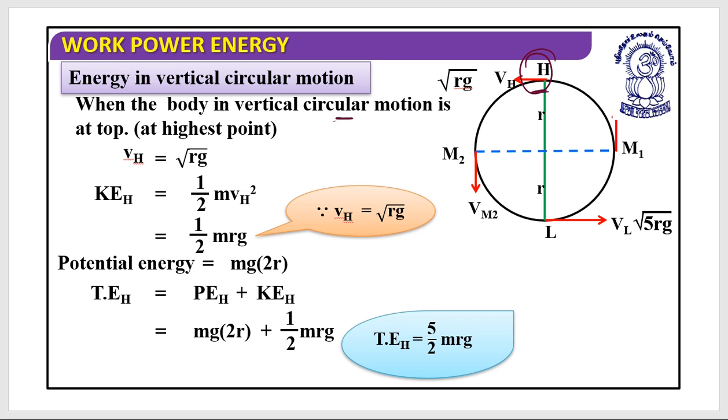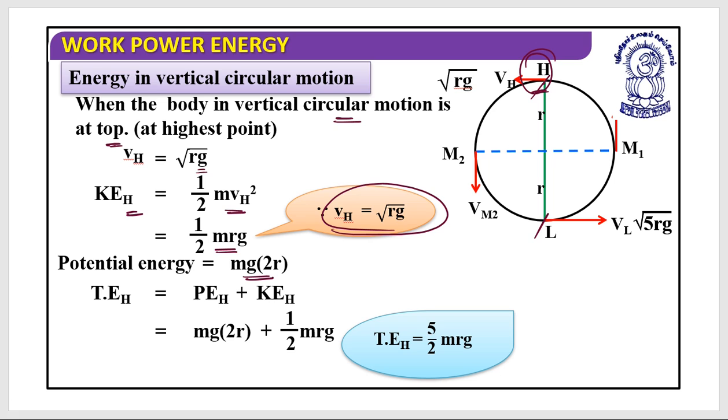So when the body is in vertical circular motion and it is about to reach the top, highest position, this V_H would be equal to root of rg. And if I calculate the kinetic energy over here, it's half mv square, and when I write V_H square, V_H is equal to root of rg, so this would be equal to mgr by 2. And the potential energy at the maximum position is mg times 2r.